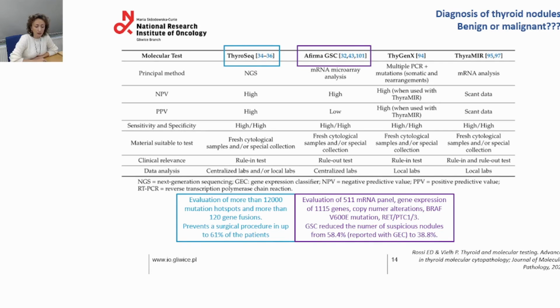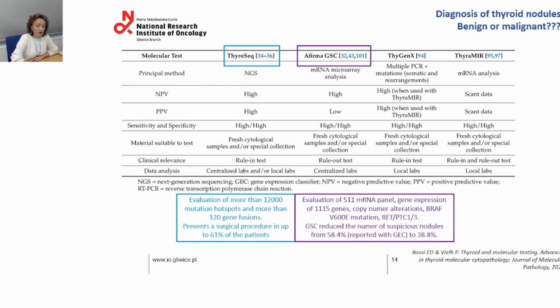There are several commercial molecular tests that are present on the American and European market. Some of them are rule-in tests that are intended to detect malignancy, and some of them are rule-out tests that exclude malignancy. And these are dedicated to the diagnostics of indeterminate thyroid nodules. The most known tests are ThyroSeq and the Afirma test.